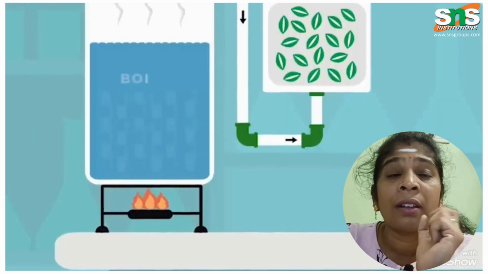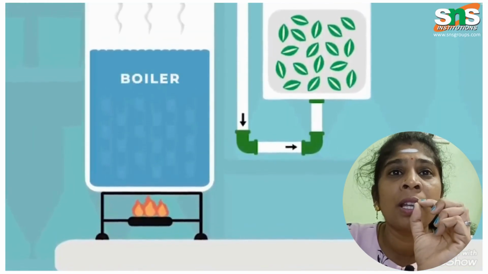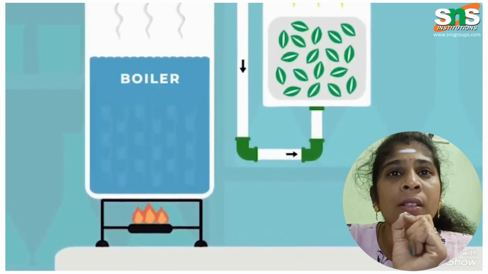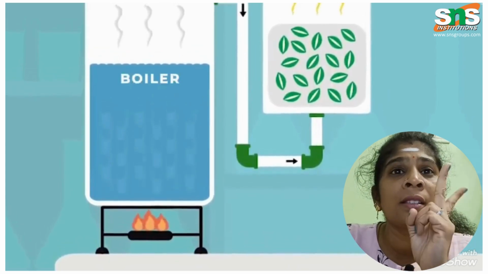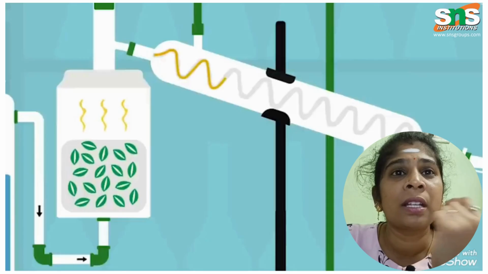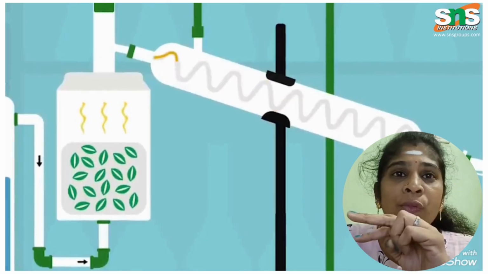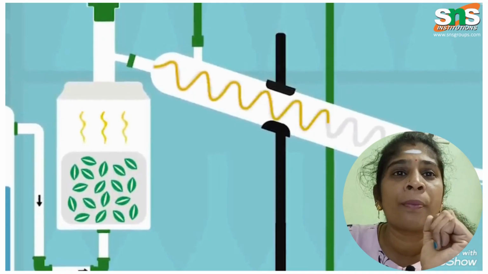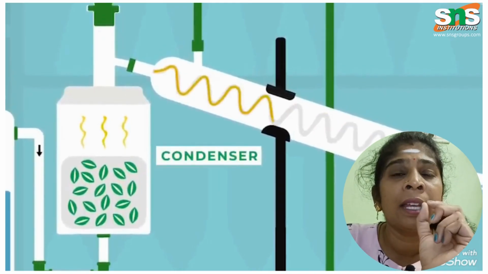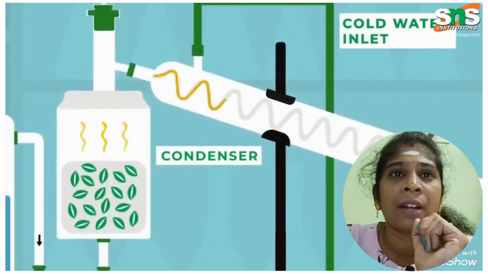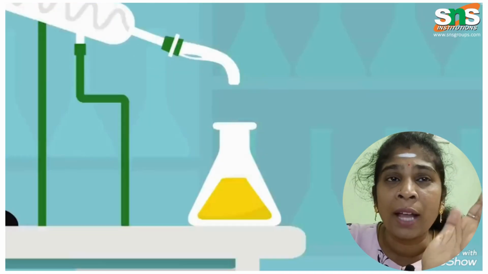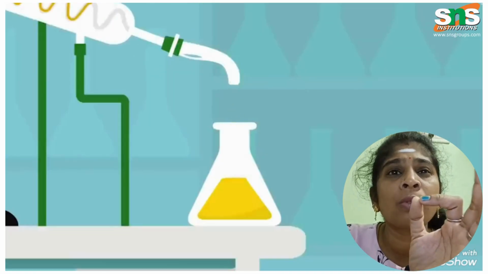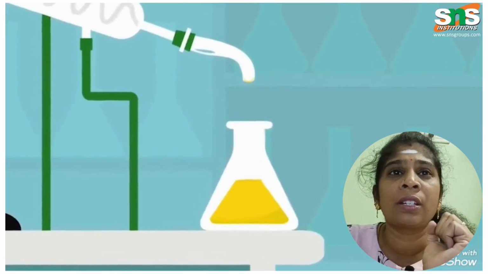Now let's understand the chemistry. Chemically, citral is C10H16O. It exists in two geometric isomers, geranial, the trans form, and neral, the cis form. Being an aldehyde, it gives typical aldehyde reactions. So let's move to the isolation. We will now see how citral is isolated.